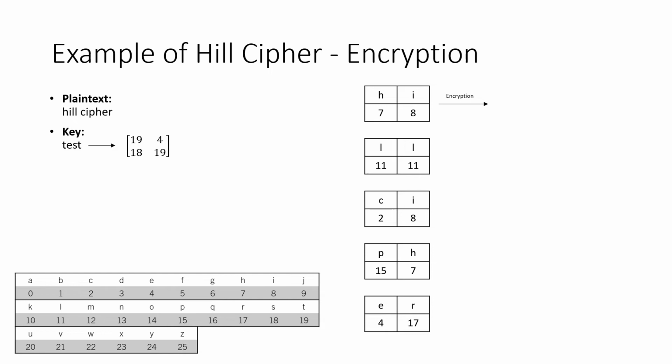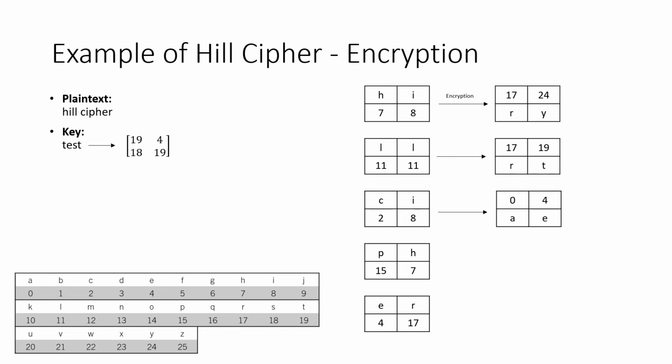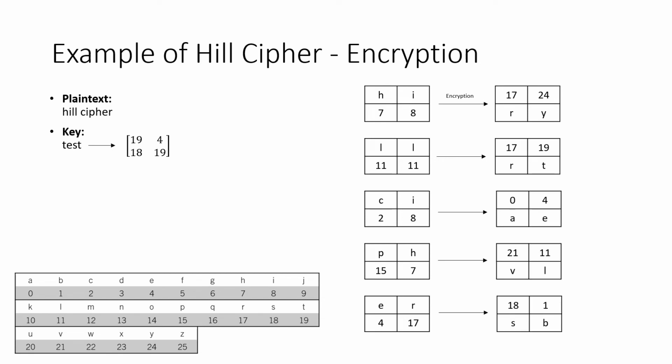Using the encryption function, we got letters R and Y. We do the same process for the second block and we get letters R and T. And if we carry out the same process for the third block, we get A, N, E, and similarly for the last two blocks, we get letters V, L, S, and B. So I hope you've gotten the correct results, or if you just wanted to skip and see the results, it makes sense to you. And now we are at the stage that we can get our ciphertext.